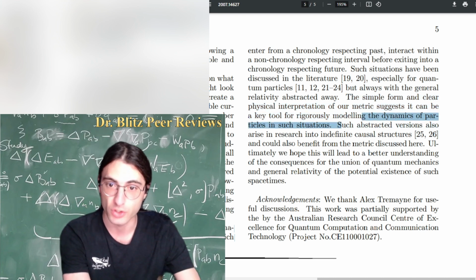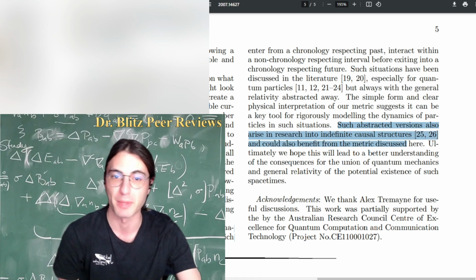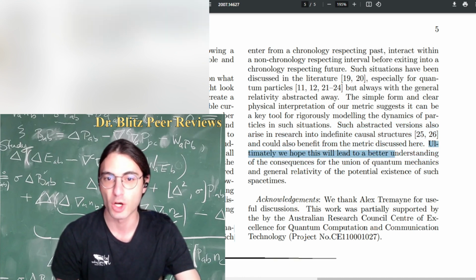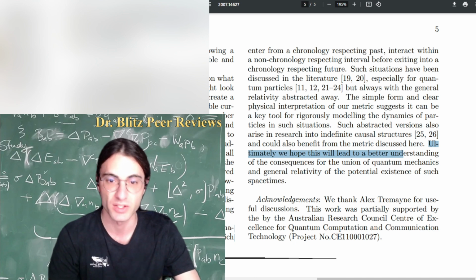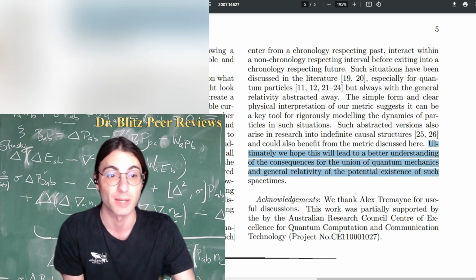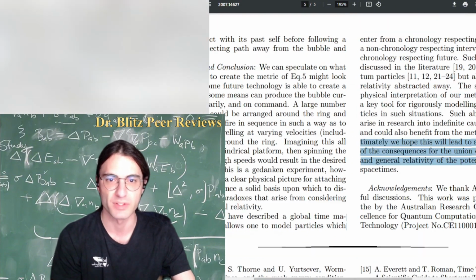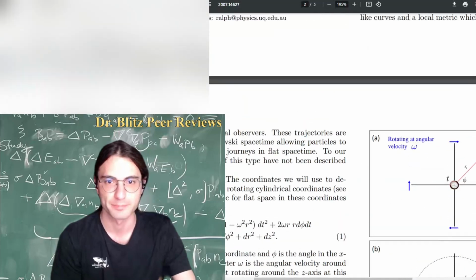Such abstracted versions also arise in research into indefinite causal structures and could also benefit from the metric discussed here. Ultimately, we hope that this will lead to a better understanding of the consequences for the union of quantum mechanics and general relativity and the potential existence of such spacetimes. And then there's some acknowledgements, some references. Let's scroll back up to the top.